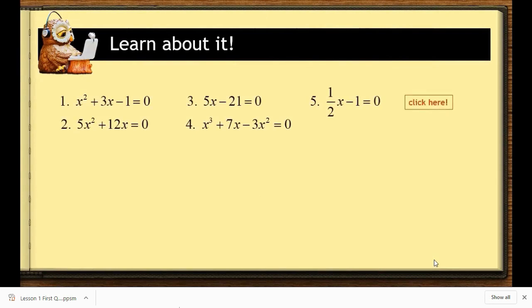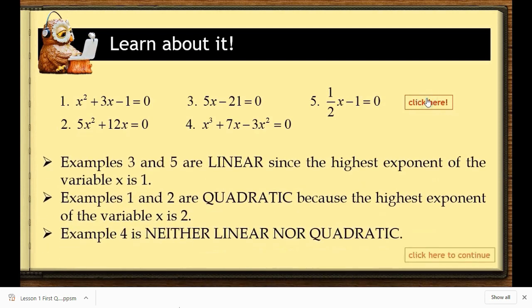Okay, let us have another example. Let us try to identify which of the following equations are linear and which are quadratic. Examples 3 and 5 are linear since the highest exponent of the variable x is 1. Examples 1 and 2 are quadratic because the highest exponent of the variable x is 2. Example 4 is neither linear nor quadratic. As we can see, the highest exponent here is not 2 because x cubed has an exponent of 3.